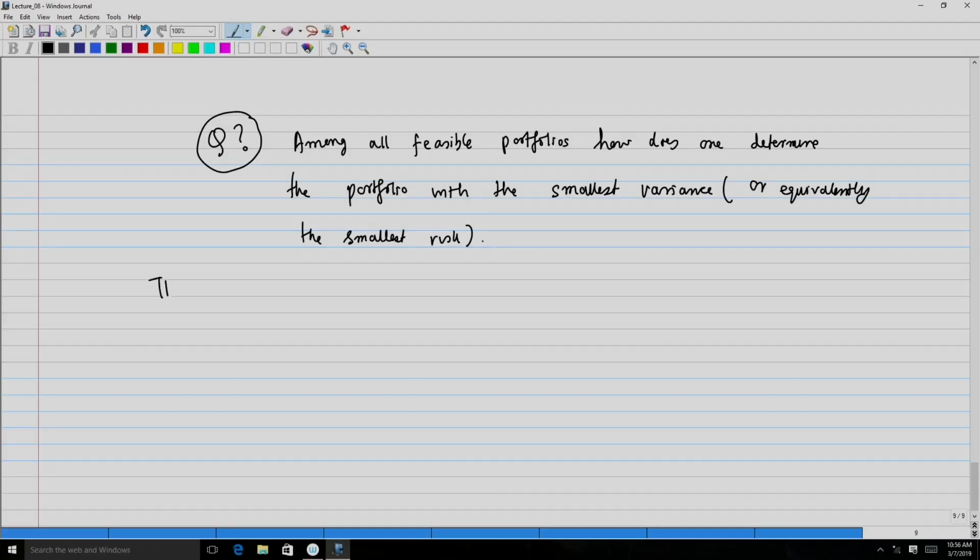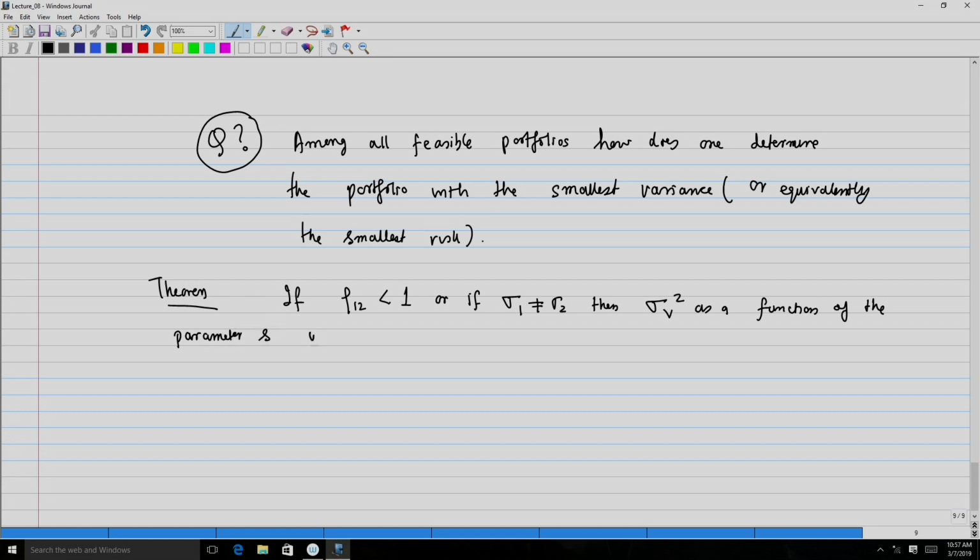So, we can put this now as a theorem. If rho 1 2 is strictly less than 1, and when it is equal to 1 we will consider the case separately, or if sigma 1 not equal to sigma 2, then sigma v square as a function of the parameter S will attain its minimum at S equal to S0, which is sigma 2 square minus C12 over sigma 1 square plus sigma 2 square minus twice C12.